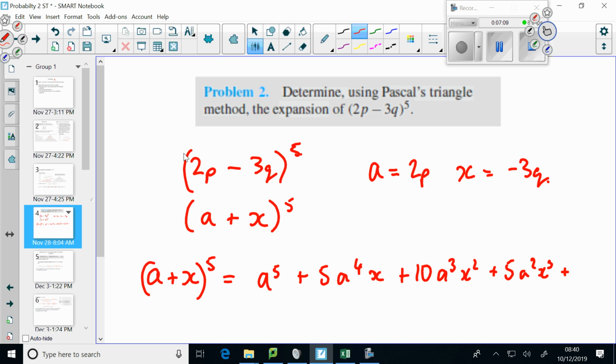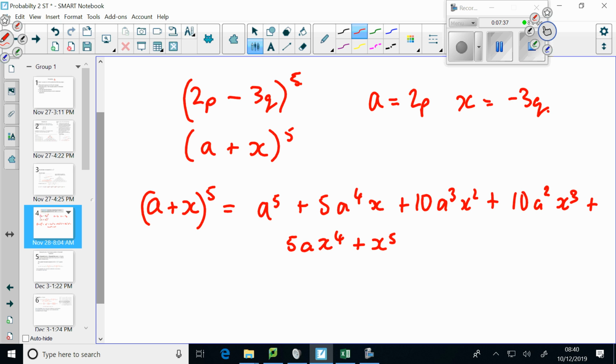That's another 10 in there, because n is odd. So that's 10a²x³ plus 5ax⁴ plus x⁵. So that's the expansion. So what we need to do is take that expansion, and everywhere we see a, write in 2p instead. And everywhere we see x, we write in minus 3q instead.